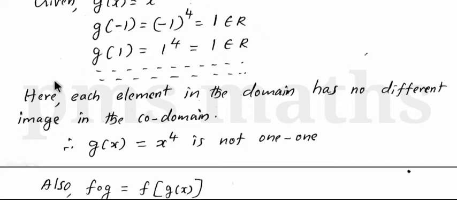Now from these values we can say that each element in the domain has no different image in the codomain. Here there is no difference. Here the values are equal. Each element in the domain has no different value. Therefore, we can say g of x is equal to x raised to 4 is not a 1-1 function. Now, the second one is over.